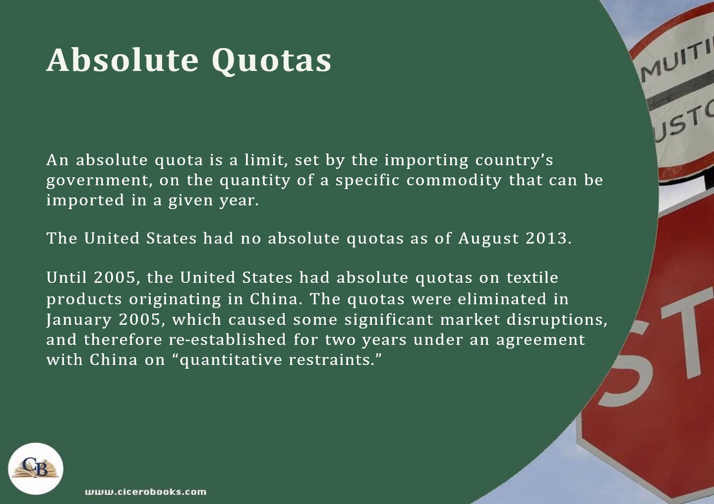Absolute quotas. An absolute quota is a limit set by the importing country's government on the quantity of a specific commodity that can be imported in a given year. For example, for rice, the Philippines could impose maybe 200 metric tons of rice being imported in the country to protect the local farmers. For example, the United States had no absolute quotas as of August 2013. Until 2005, the United States had absolute quotas on textile products originating in China. The quotas were eliminated in January 2005, which caused some significant market disruption, and were therefore re-established for 2 years under the agreement with China on quantitative restraints.